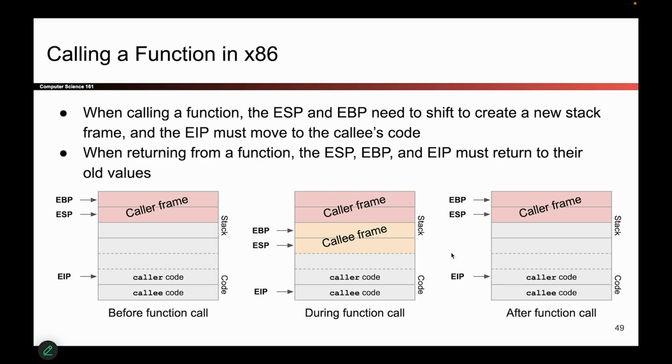So when foo is done, we need to restore the stack so that everyone goes back to their old positions and main is able to continue running. So that's our goal. We're going to call a function, shift all these registers, and then when we're done, we're going to put the original values back in the registers.